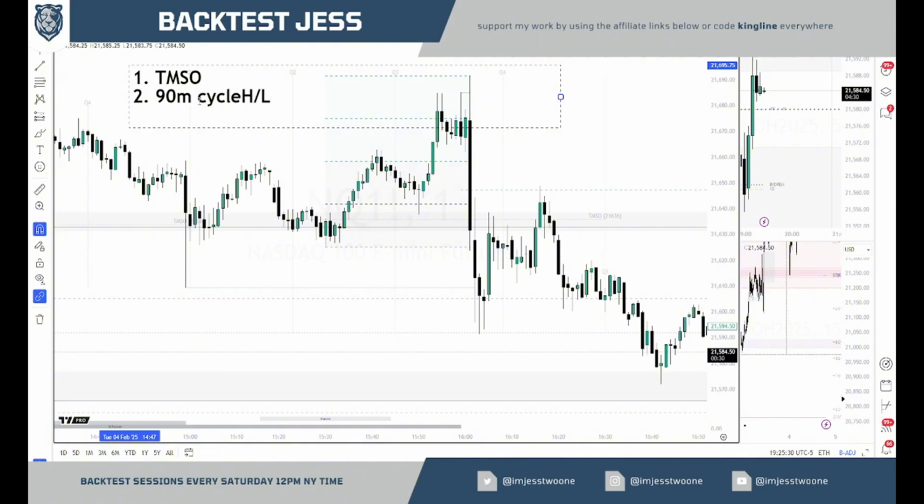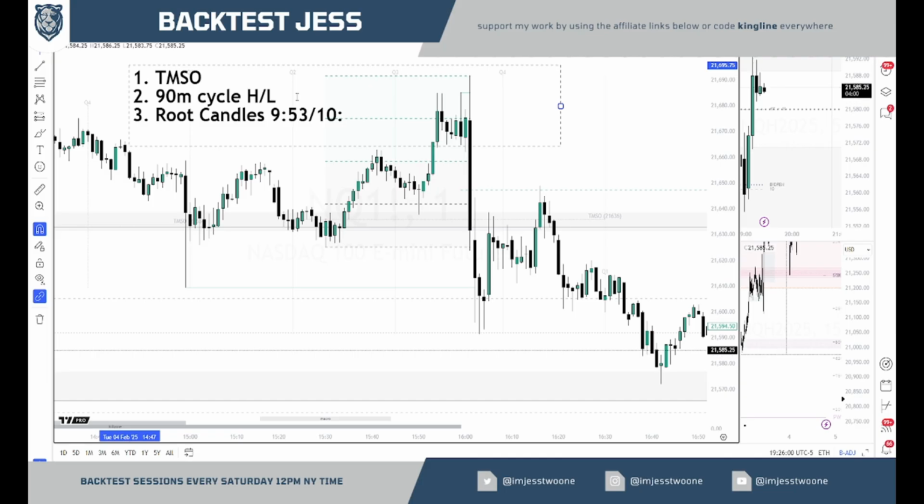So this would be price based. TMSO is technically time based because it's specifically the open of Q2. The next one is going to be the root candles. So we can use 953 or 1034 as our premium and discount. And again, if we're above 953 and a bearish inverse occurs, we can take it. If we are below 953 and a bullish inverse occurs, we can take it. So these are the 3 I have in mind. Does anyone want to present a fourth option?